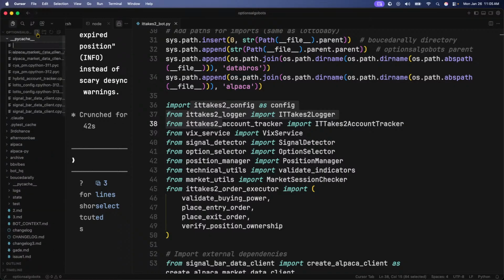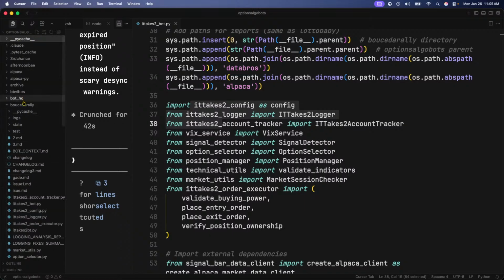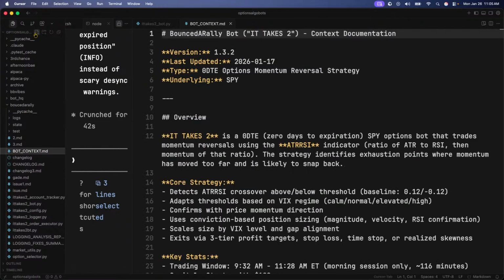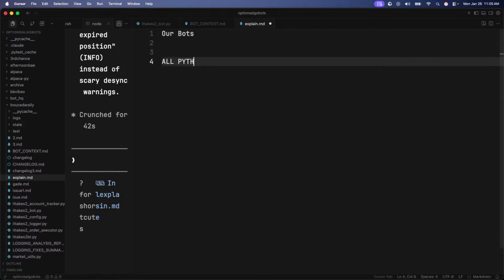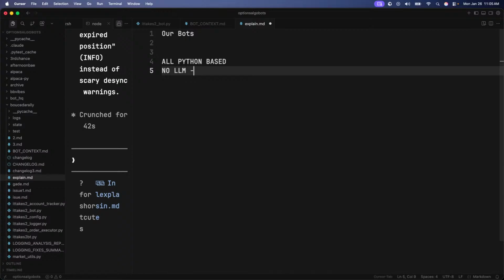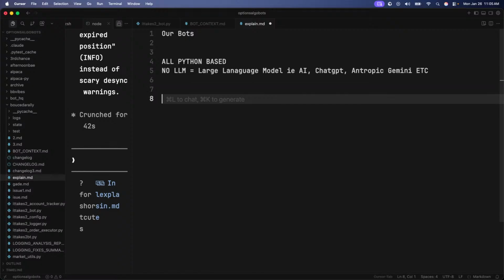Let me just open up a file here. Boom. Explain. So our bots, all Python based, no LLM or large language model, i.e. AI. So your ChatGPTs, right? Anthropic, Gemini, etc. Right? So all of our bots, excuse me.